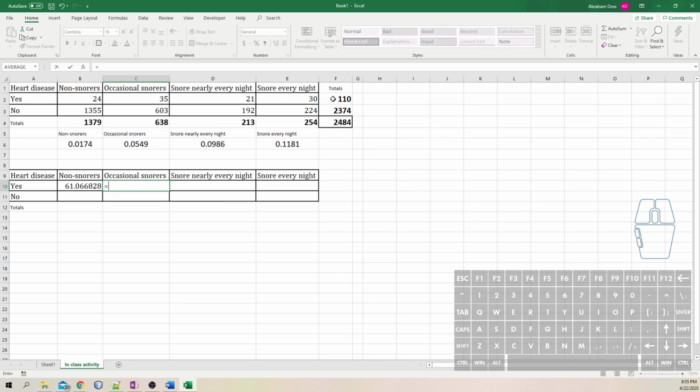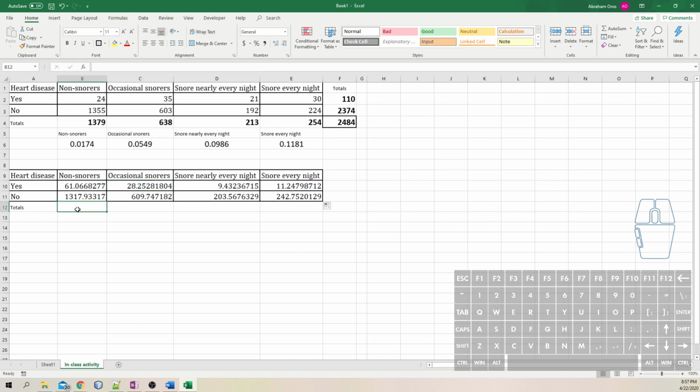So this one is going to be this row total times this column total divided by this grand total. Well, if I could quit messing up. All right, so this one would be 28.253. And we're going to keep doing that.